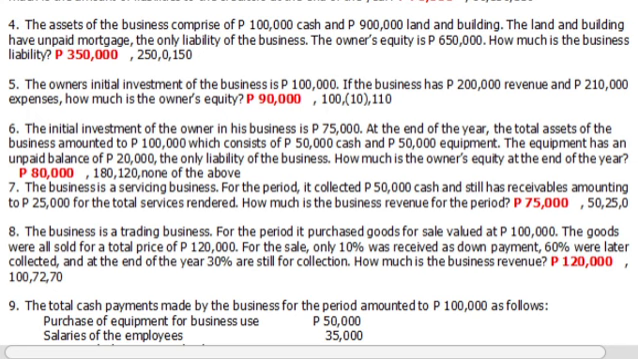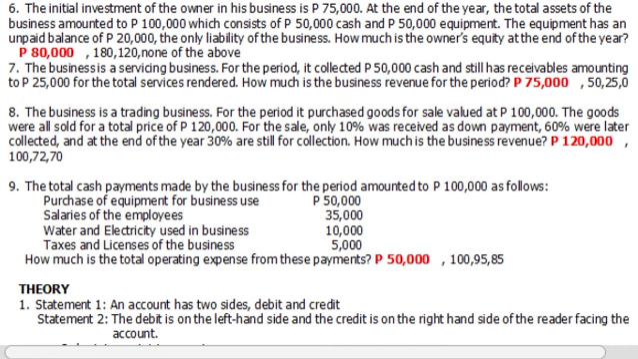Number 6, initial investment of the owner in his business is 75,000. The end of the year, the total assets of the business amounted to 100,000, which consists of 50,000 cash and 50,000 equipment. The equipment has an unpaid balance of 20,000, the only liability of the business. How much is the owner's equity at the end of the year? Again, ang question sa atin is magkano daw yung ating equity at the end of the year.